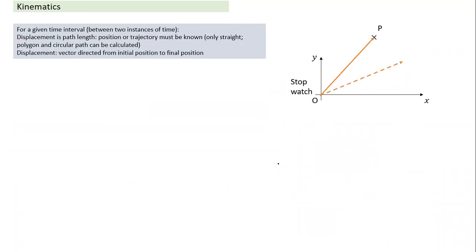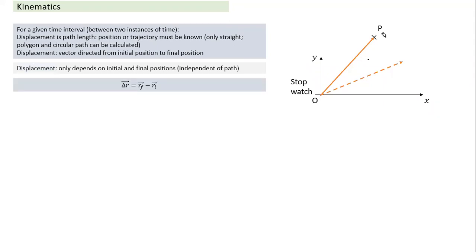Now coming to kinematics. So we understand basic things. When we talk about a given time interval, we are talking about 2 instances of time. The stopwatch is on, and at the initial instance, the particle is here, and I find how it moves. What does displacement mean? The particle has moved from here.